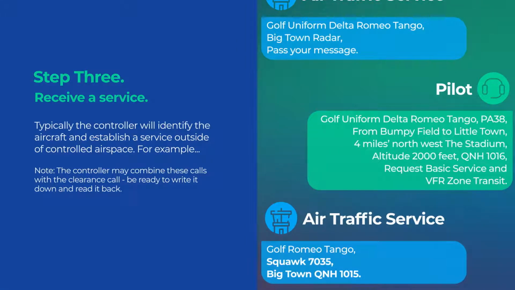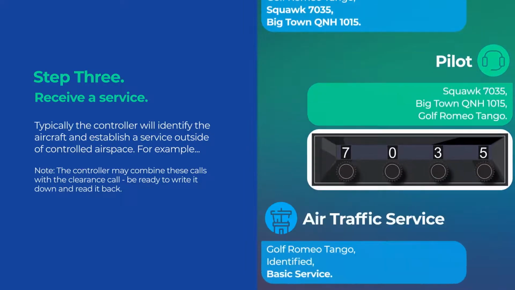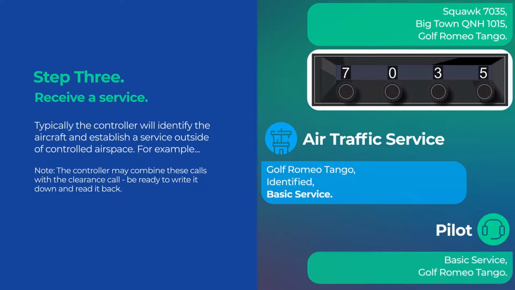Golf Romeo Tango. Squawk 7035. Big Town QNH 1015. Squawk 7035, Big Town QNH 1015, Golf Romeo Tango. Golf Romeo Tango, identified, basic service. Basic service, Golf Romeo Tango.